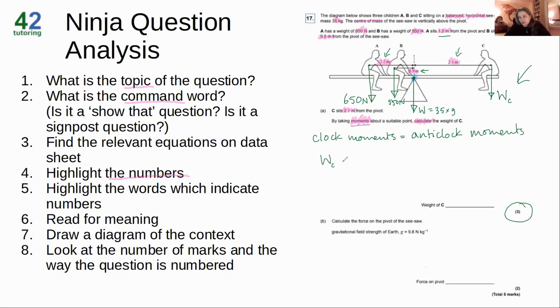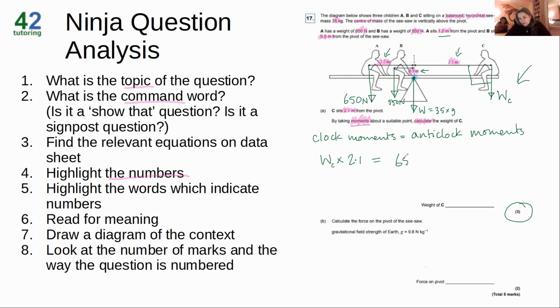WC, and then we've got to multiply it by the distance from the pivot. It's the perpendicular distance from the pivot, so that's got to be a right angle, which it is, so that's okay. So times 2.1, okay? And that is the only force that makes it go clockwise. We've got anti-clockwise moments now, and W is through the pivot point, which means that it has no moment. Its perpendicular distance from the pivot is 0, which means it has no moment.